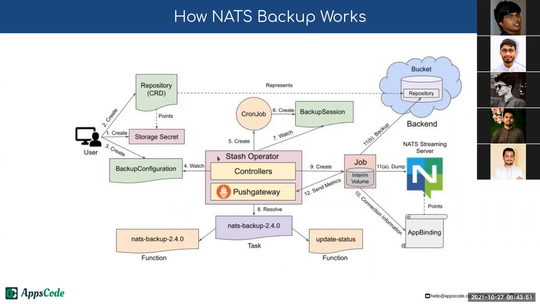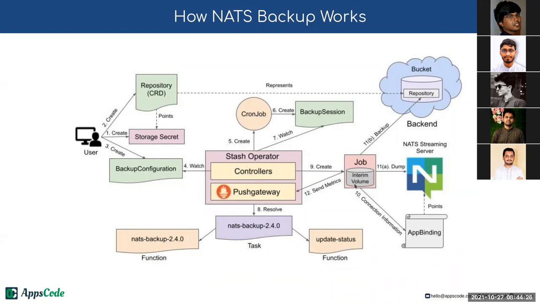So the Stash operator watches for backup configuration resources. If it finds one, then it creates a cron job according to the schedule. And this cron job creates a backup session according to the backup configuration, and Stash also watches for the backup session object. When it finds a backup session, it gets the corresponding NATS backup 2.4.0, which is our add-on. So it resolves the add-on and it creates a backup job according to the add-on.